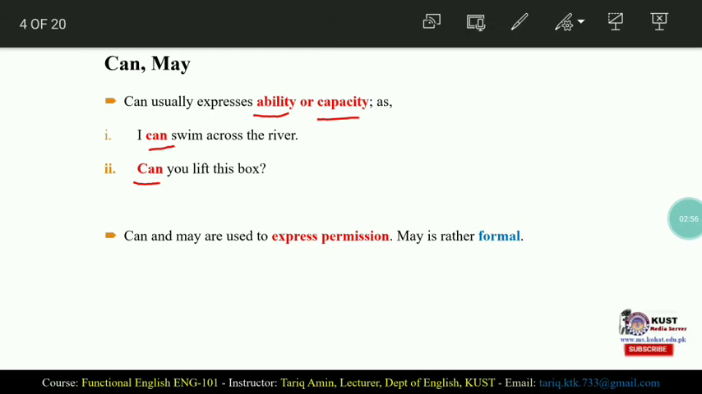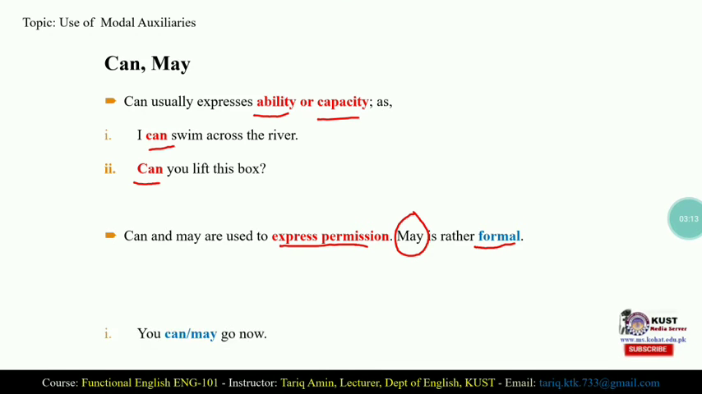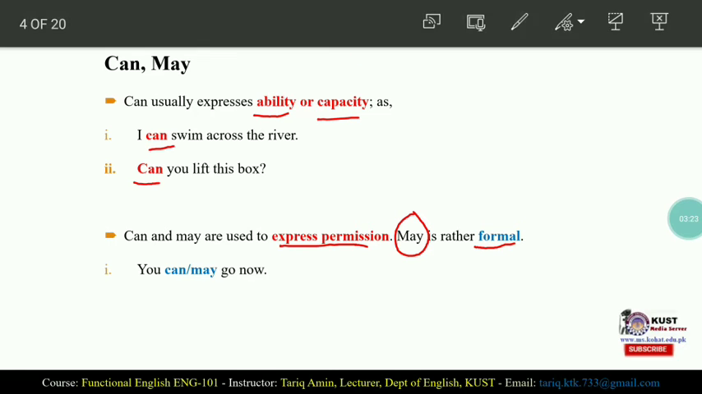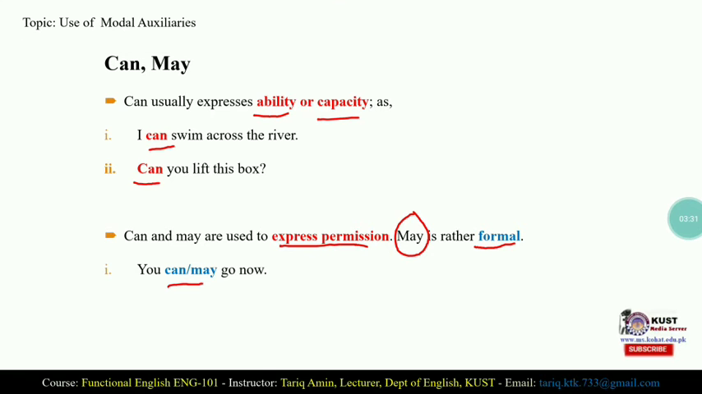Can and may are also used to express permission. Between these two, which one is more formal? May is more formal as compared to can. When you want to take permission, you should prefer the use of may instead of can. For example, you can go now, you may go now. Both express permission, but may is more formal.